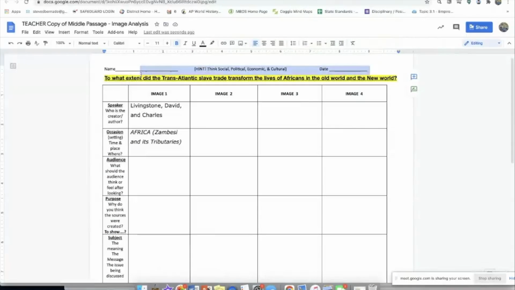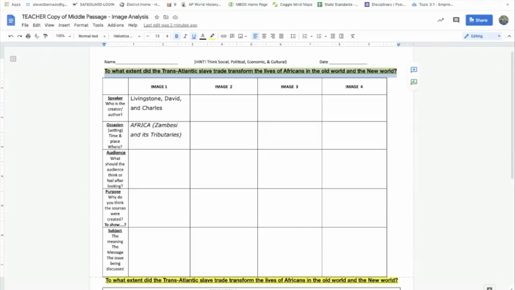What is our mission, our investigation prompt? To what extent did the transatlantic slave trade transform the lives of Africans in the old world and the new world? So there's a lot going on here. To what extent, how much, a lot or a little, did this slave trade system change the lives of Africans in Africa, the old world, and the Americas, the new world? That's what we're trying to figure out. Okay?